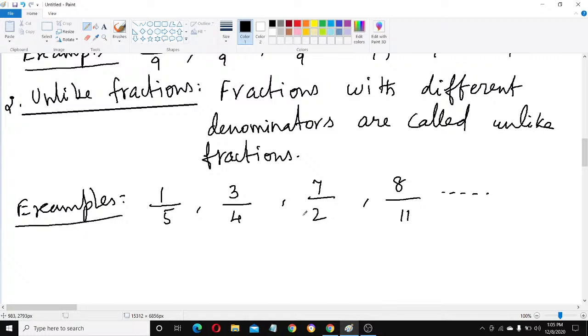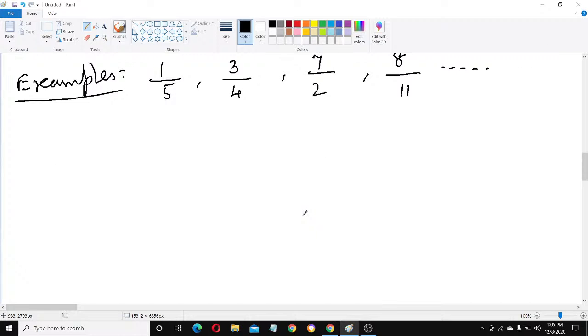So you can write your own examples for unlike fractions. You can write your own examples for like fractions, and next you can write your own examples for unlike fractions. Now third definition, proper fractions.